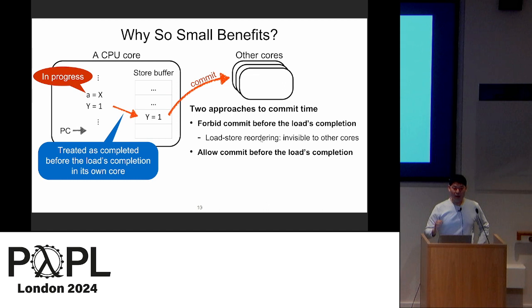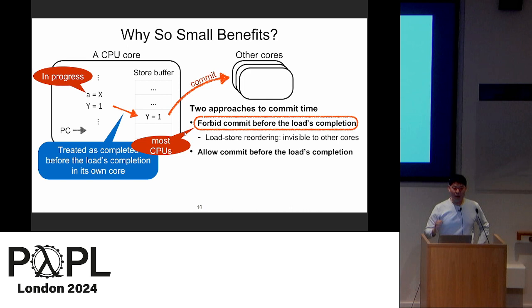So you cannot observe any load store reorderings because the load store reordering happens inside of a single core and it's not visible to others. So load store reordering is invisible, okay? But if you allow commits, and this is what most CPUs do, because the in-core optimization is important for them, there is basically no downside for doing this. So that's why most CPUs do that.